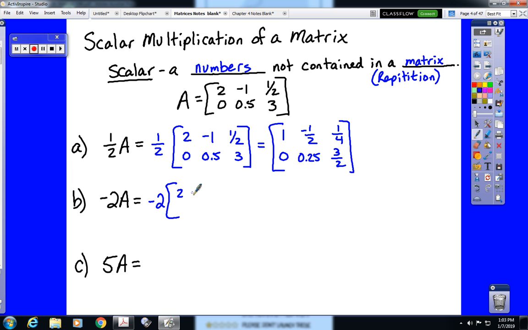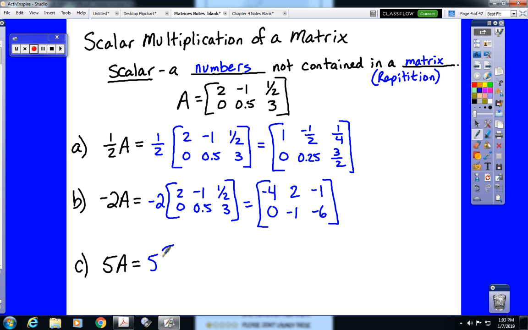-2 times A. Again, all we're doing is taking the information in A and multiplying all of it by -2. So that would be -2 times 2 is -4, by -2, not by 2. -2 times everything. -2 times -1 is +2. -2 times 1/2 is -1. -2 times 0 is 0. -2 times 0.5 is -1. And -2 times 3 is -6.